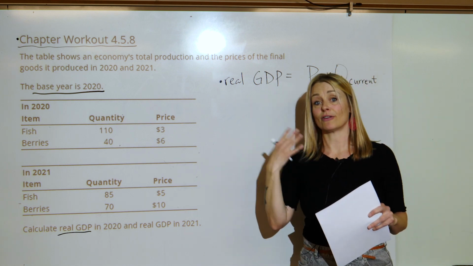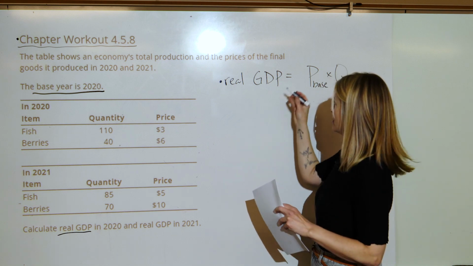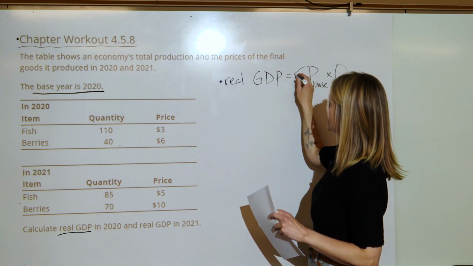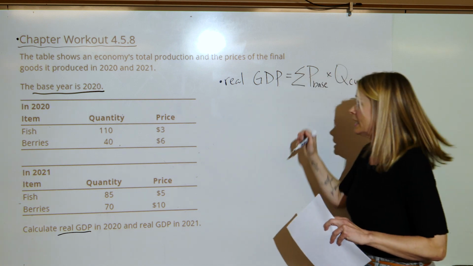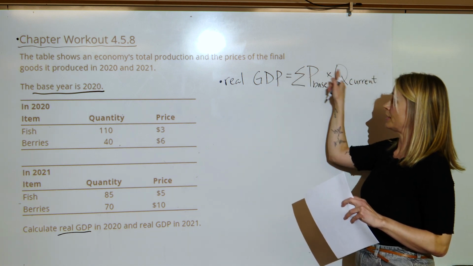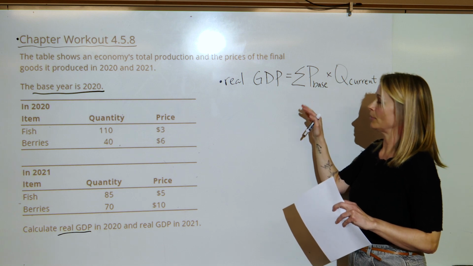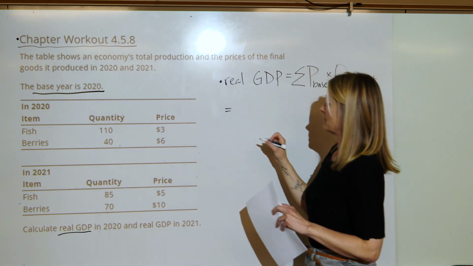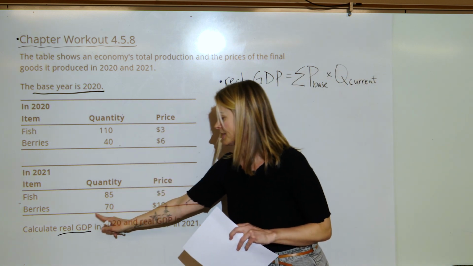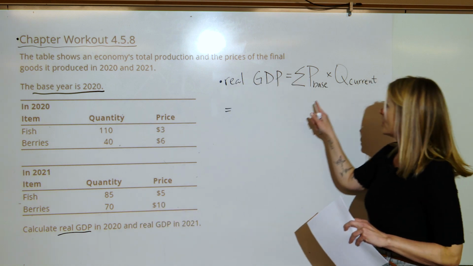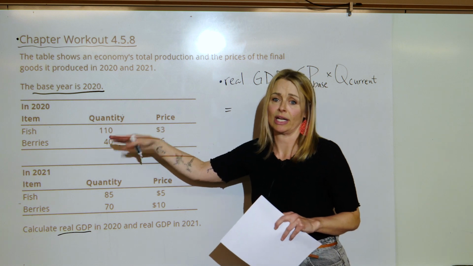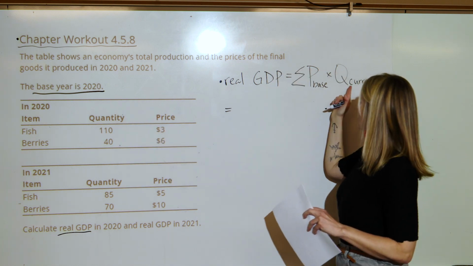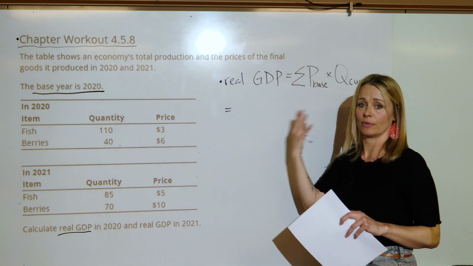The math symbol for adding things up is the sum sign, capital sigma, a Greek letter. Don't be scared. It just means do this for all the different goods and then add them all up. So for our real GDP in 2020, we're going to use the base year's prices, which is 2020, coincidentally in this case, and multiply by the quantity of the current year, the one we're interested in.